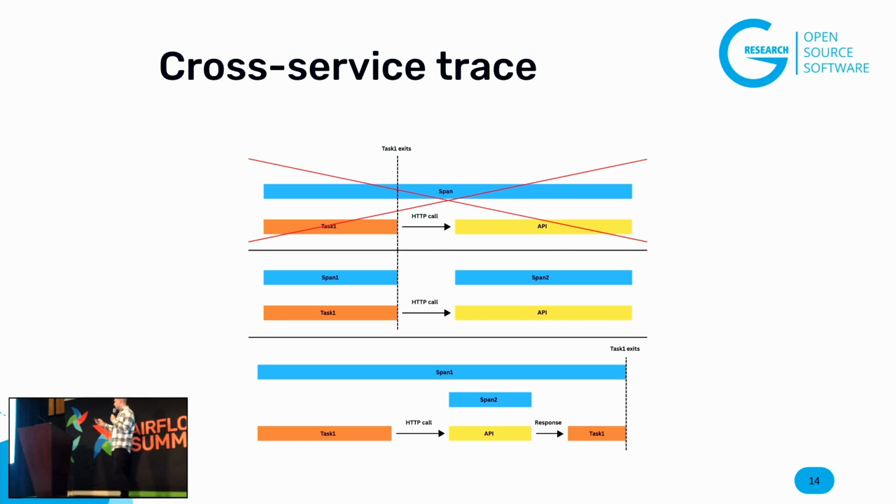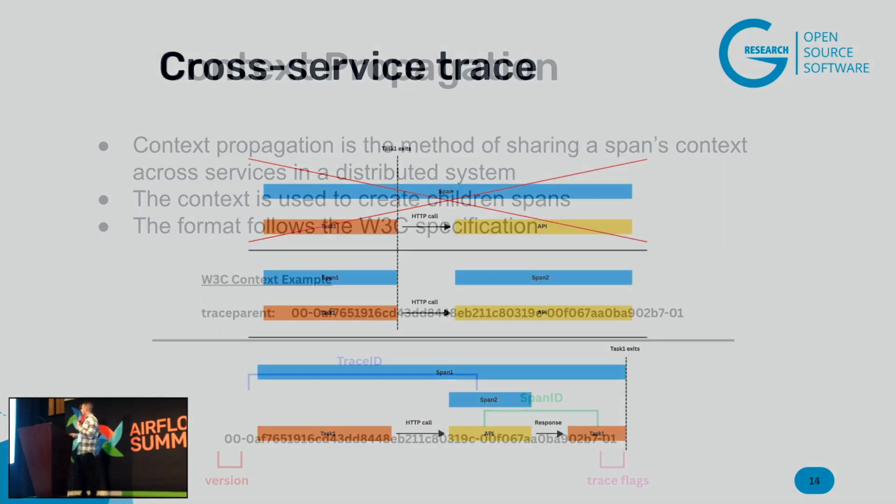Now, if you can see in the third part here, if the API call does the response back to task 1 and the thread continues to run, we can continue with span 1. Otherwise, if it's like this, we cannot. Now, we can create a span for the task, and then we can create a different span for the API call, and then we can associate them with each other. But the question is how we are going to associate them. We are going to do that with context propagation.